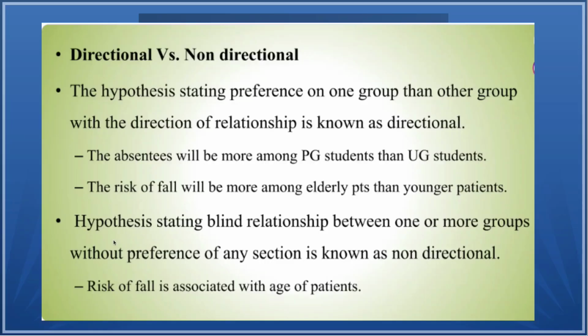Okay, like this. Then hypothesis stating no direction of relationship between one or more groups, that is called as non-directional hypothesis. Without any preference of any section is known as non-directional. Example: risk of fall is associated with age of the patient. Okay, like this.